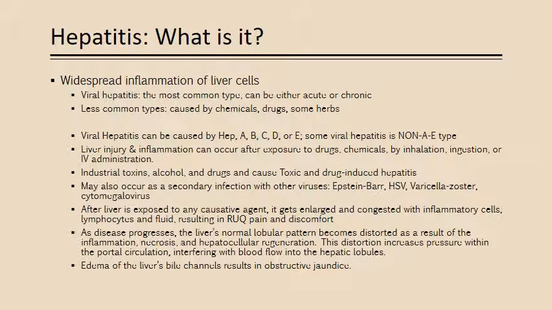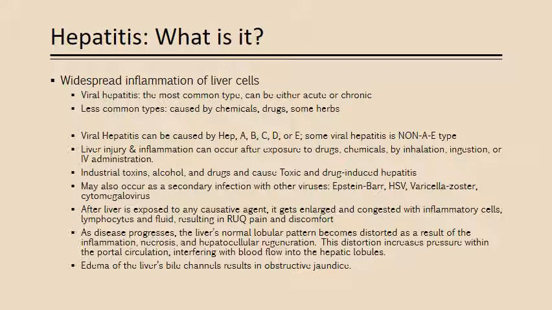And now we're going to talk about another liver problem called hepatitis. And what is this? Hepatitis is a widespread inflammation of liver cells. The most common type is viral hepatitis, and that can be either acute or chronic. It's the most common type, and we'll talk about them individually. The less common types would be caused by chemicals, drugs, and again, some herbs. Viral hepatitis can be caused by hepatitis A, B, C, D, or E. And some viral hepatitis is non-A, B, C, D, or E type. We're not going to talk about that one.